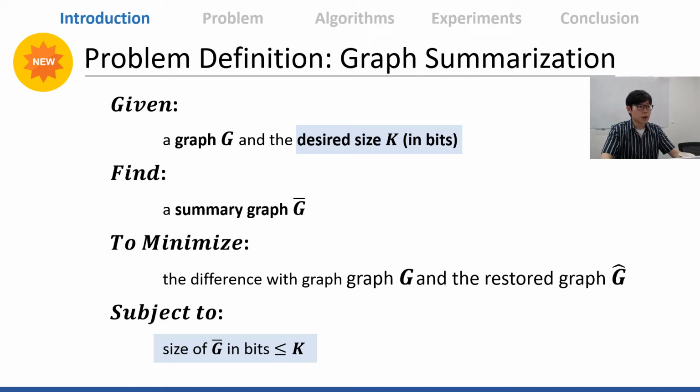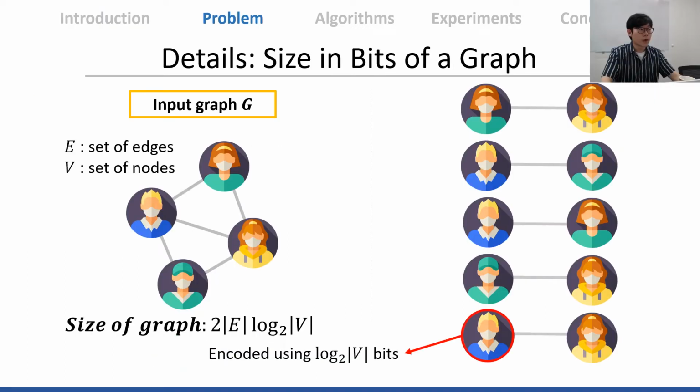In the following slides, we define the size and the difference. For measuring sizes, we assume that the summary graphs are stored as an edge list. The bitwise cost for storing a graph in the edge list format is given here. Each edge consists of two nodes, each of which is encoded using binary log of number of members of V bits.